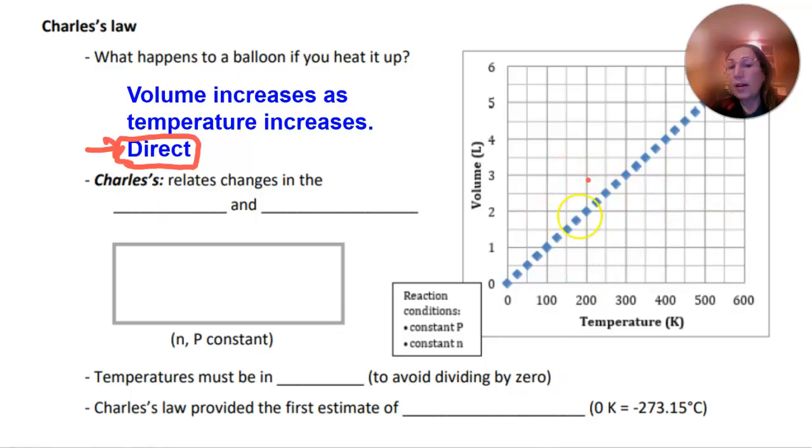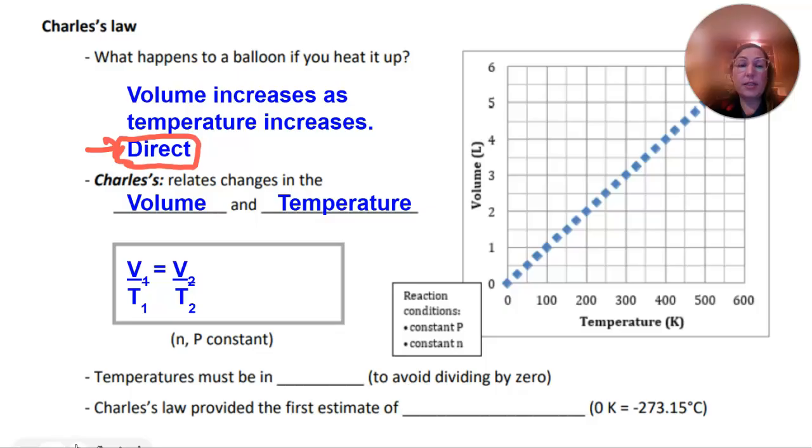So here's a graph of a direct relationship between temperature and volume. As you double temperature, the volume doubles. If the volume started off at 1 liter and 100 Kelvin, at 200 Kelvin, it's 2 liters. At 300 Kelvin, it's 3 liters. At 400 Kelvin, it's 4 liters. So Charles' law is going to relate changes in temperature and volume. And then you can write this: V1 over T1 equals V2 over T2. So your initial volume divided by your initial temperature is equal to your final volume divided by your final temperature.